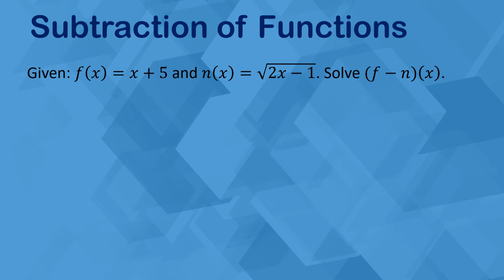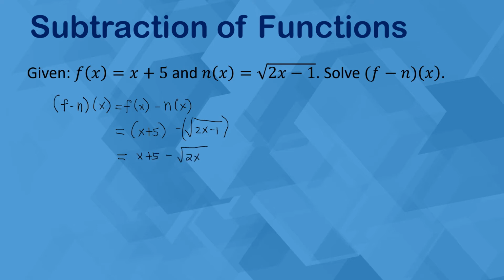Let's have the third example. We have here f(x), which is equal to x plus 5, and n(x), which is equal to square root of 2x minus 1. We solve for (f minus n)(x). Okay, so one function given is a linear function, and the other function is a square root function. So let's start. (f minus n)(x) is equal to f(x) minus n(x). We substitute the functions: x plus 5 minus square root of 2x minus 1. Okay, just like the addition of functions, on this third example we cannot combine the terms. So we will just copy it: x plus 5 minus square root of 2x minus 1. And that will be the difference of f and n functions.